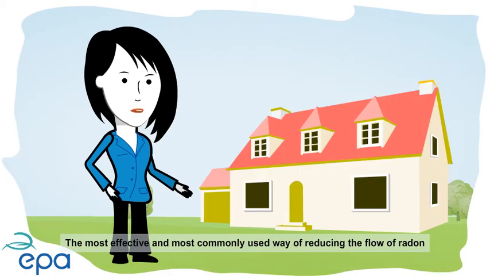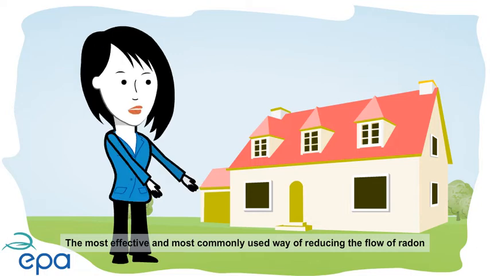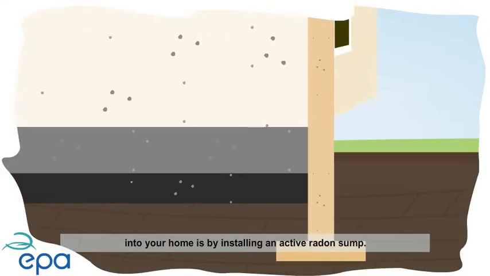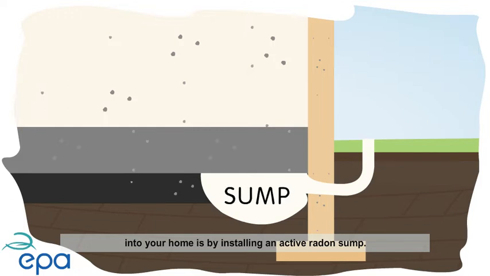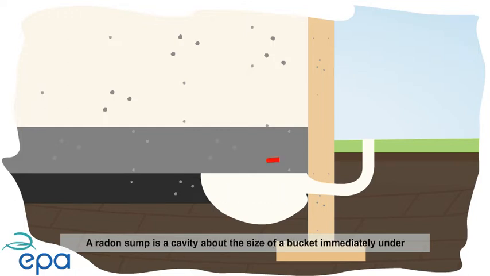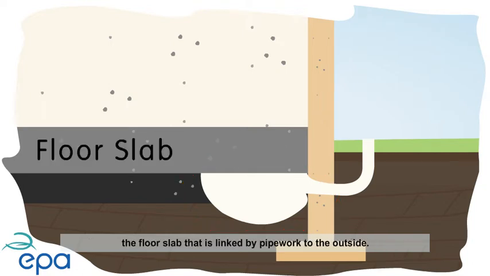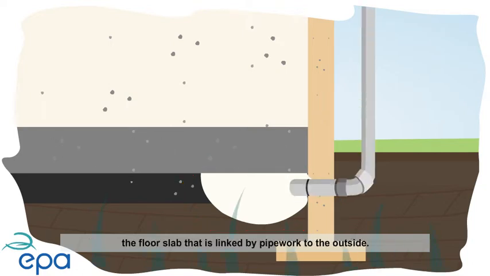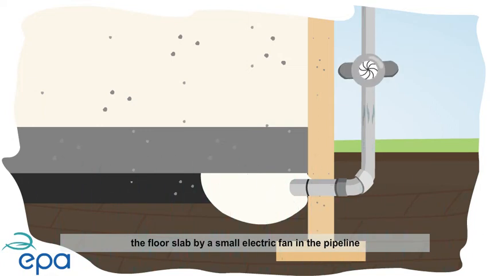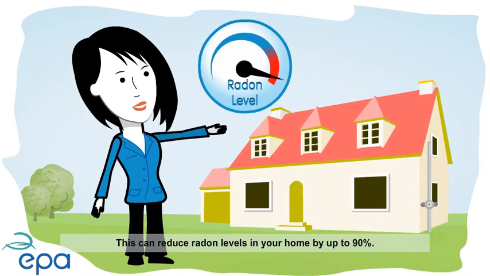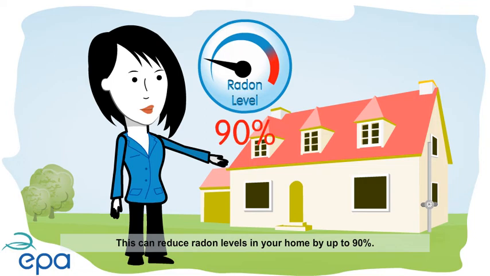The most effective and most commonly used way of reducing the flow of radon into your home is by installing an active radon sump. A radon sump is a cavity about the size of a bucket immediately under the floor slab that is linked by pipework to the outside. The radon-rich air coming from the ground is drawn out from under the floor slab by a small electric fan in the pipeline and vented to outside before it is drawn into your home. This can reduce radon levels in your home by up to 90%.